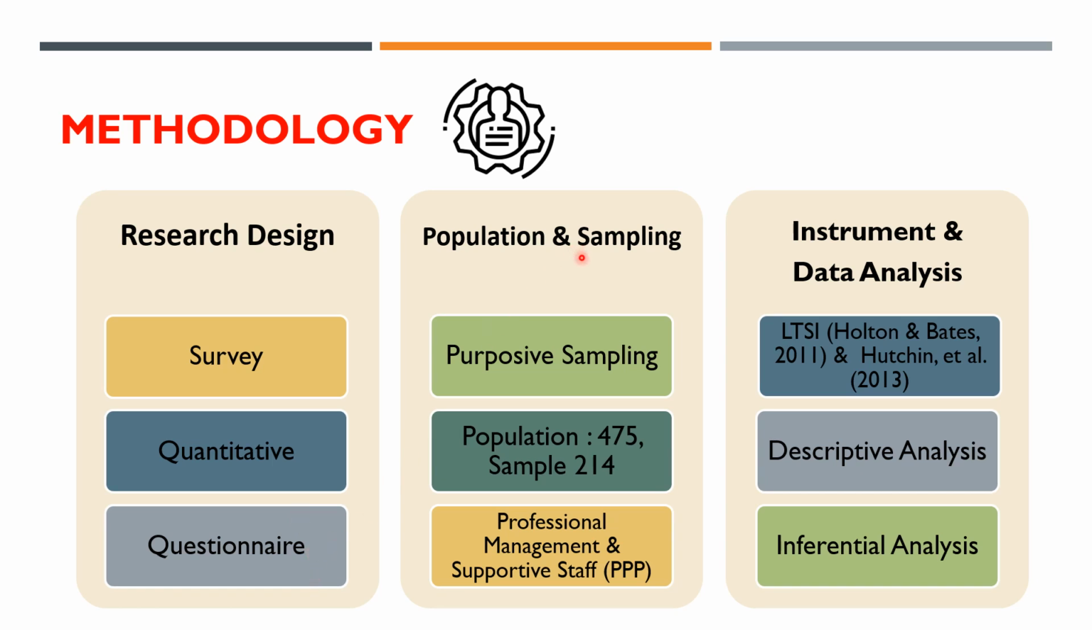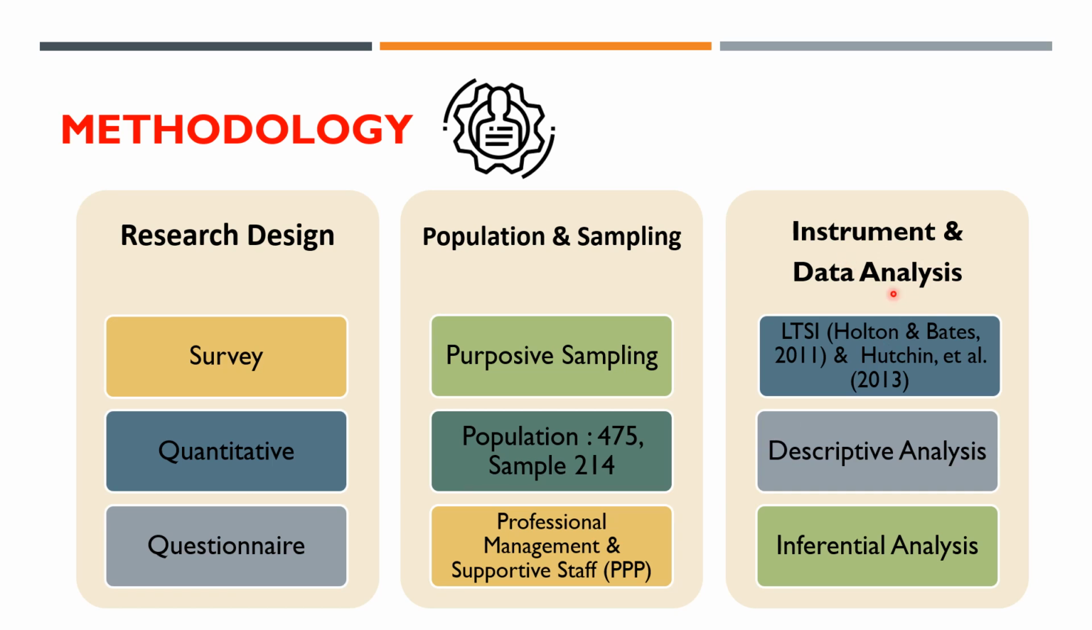And for the population and sampling, we chose the purposive sampling technique due to the selection of population from the specific program, which was the competency development program. The targeted population under study was professional management and supporting staff (PPP) in a research university, which involved around 475 participants, and the sample size is 214. However, the return rate was 79.9%, which represents 171 respondents.